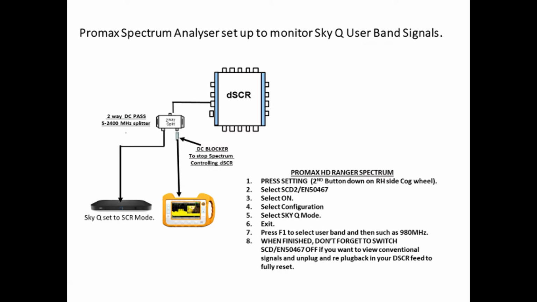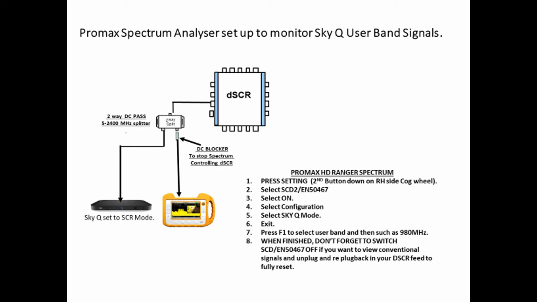If you want to view the signals going to the satellite receiver, then you will need a two-way splitter that will DC pass from the outputs to the input, and also mustn't be a terrestrial one because you want to pass signals that go up as high as 2400 megahertz, although you can get away with one that goes up to 2150.